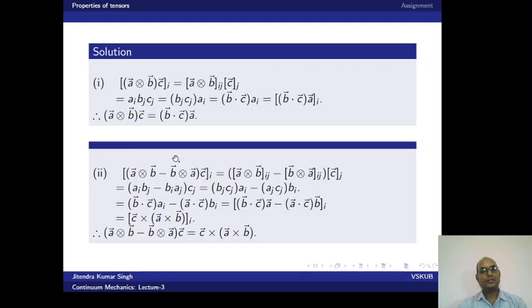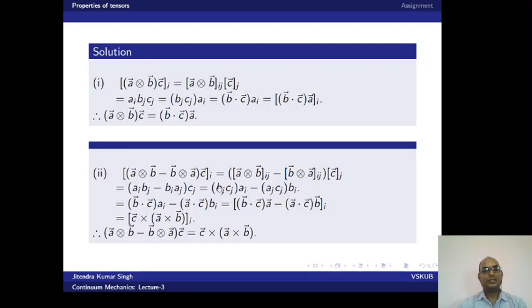So the product of a tensor with a vector is again a vector. Its ith component we can write as the ij component of the tensor product of A and B, minus the ij component of the tensor product of B and A, into Cj. The ij component of the tensor product of A and B we can write as AiBj, and the ij component of the tensor product of B and A we can write as BiAj, and the jth component of vector C is Cj. So putting together, it becomes BjCjAi minus AjCjBi.